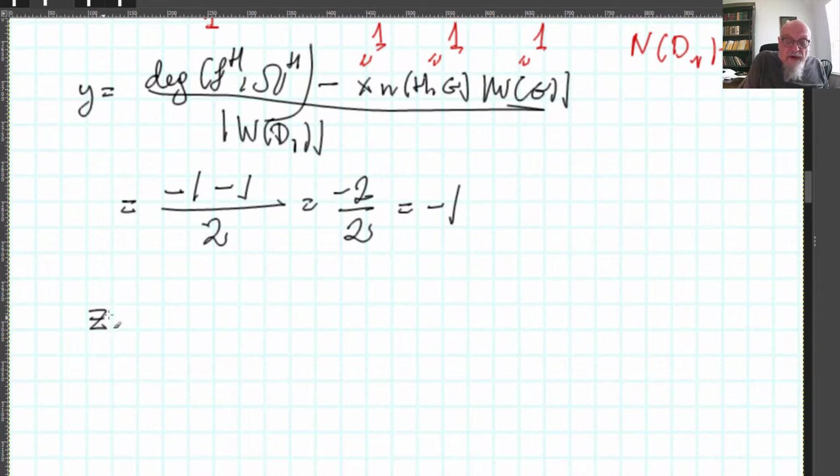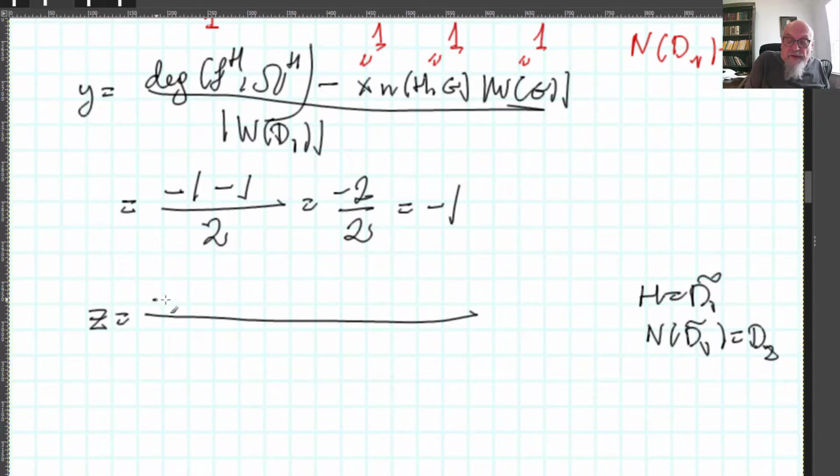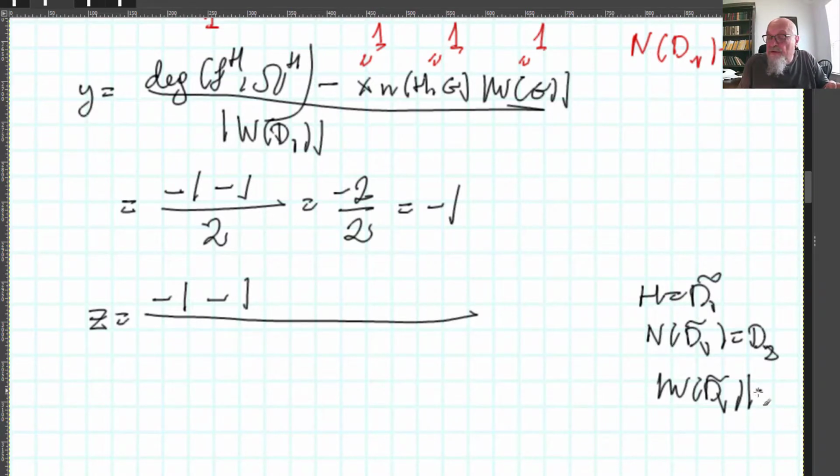Similarly, let's write it down. We don't need to be lazy. We are getting here the same formula as above, except the H, now H is equal D1 tilde. So we have again the normalizer of D1 tilde is again equal to D2. So I have here the following numbers. So this is again minus 1, this will be minus 1, and the Weil group of D1 tilde is again equal to 2, and we are getting here again minus 1.